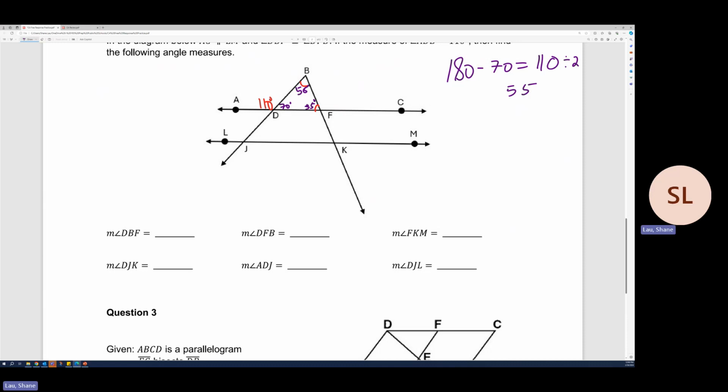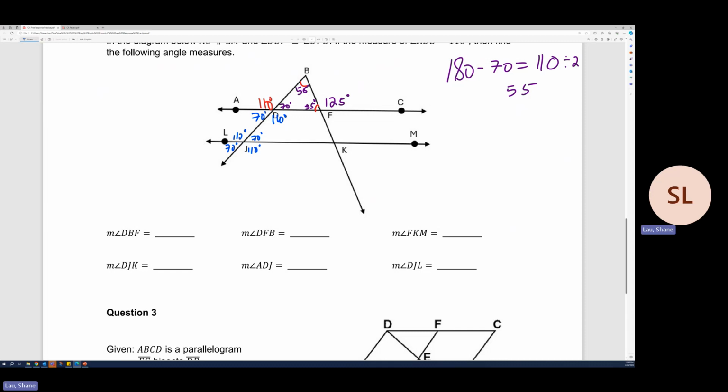And if I know that BFD is 55, then I know that BFC is supplementary with it, and therefore should be 125. And from there, I can fill in the rest super, super easy. I know this is 70, this is 110. I know this is 70, this is 110, 110, 70. And I know this because of my extensive knowledge of alternate interior angles, alternate exterior, consecutive interior, and corresponding.